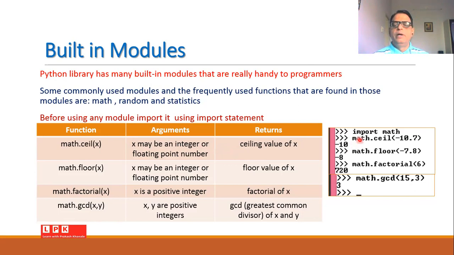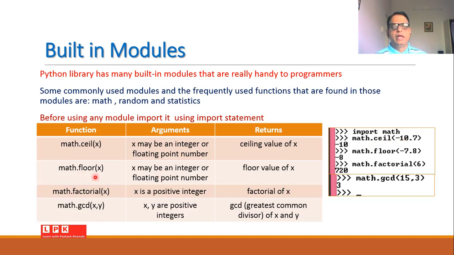So on the Python interpreter, initially I will import math, and then I can make use of the function math.ceil(-10.7). Then I will get the ceiling value, which is -10. If it had been a positive number, then we would get the higher value, that is 11.